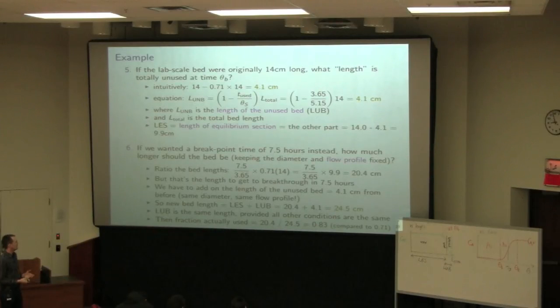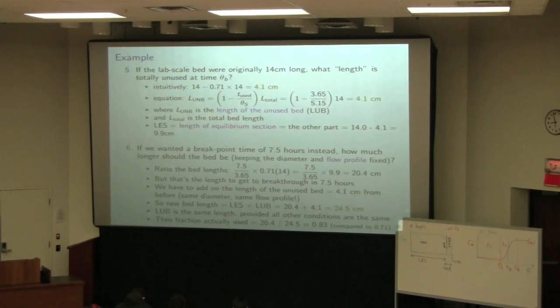The reason we can do that is because we keep the same diameter pipe and the same flow profile. If I alter either one of those, then I cannot simply take the LUB, the length of unused bed from before, and simply add it back. So it's important that the diameter and geometry of the system and the flow or throughput in the system remain the same.